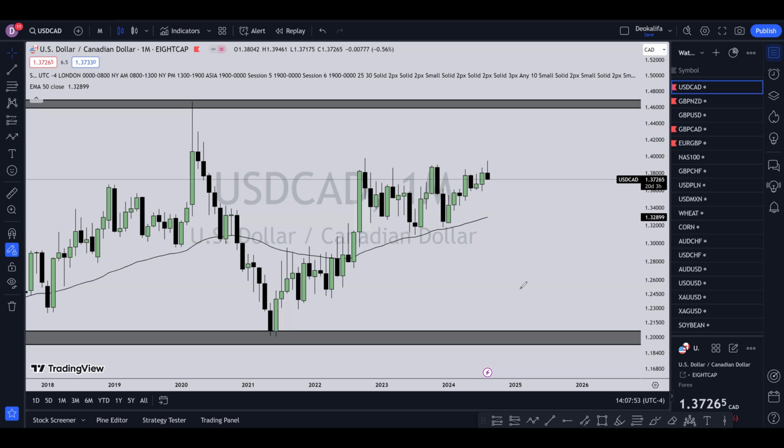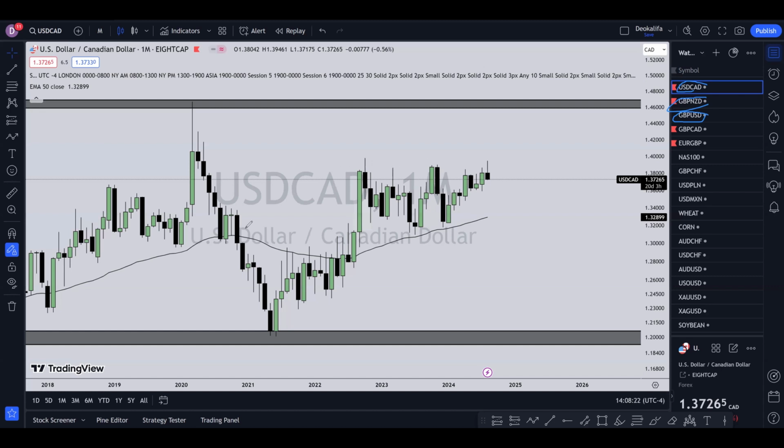Our top three swing trading ideas for this week are going to be USD CAD, GBP NZD, and GBP USD. So these are the three pairs that we're going to be analyzing, and also giving some entry possibilities for swing trading for this week or the coming week after this week.